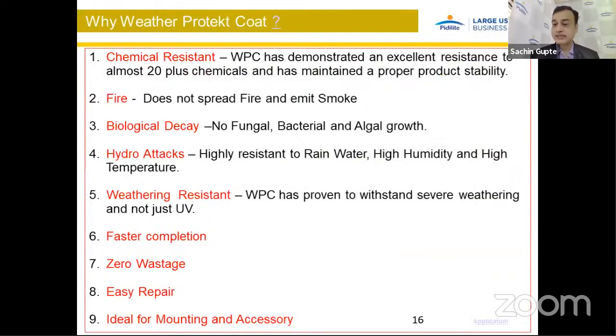Now, why Weather Protect? It's chemically resistant, so you can use it in any kind of application, be it chemical industries or pharmaceutical industries, tested to 20-plus different chemicals. For fire, it has around 4 to 5 different fire certifications. It does not promote any biological decay, no hydro attacks, and it is weathering resistant. Plus, faster completion, zero wastage, easy repair, and ideal for mounting and accessories.